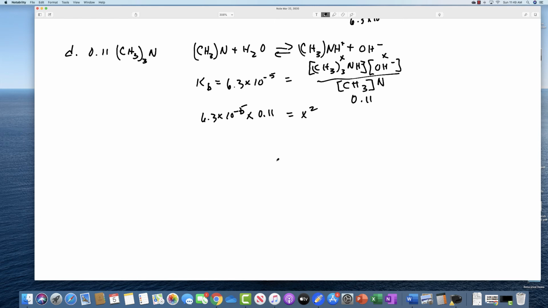And so if you do the math here, you get 2.63 times 10 to the minus 3 for the concentration of both OH minus and of the ionized form of trimethylamine. That's the concentration of both of these.